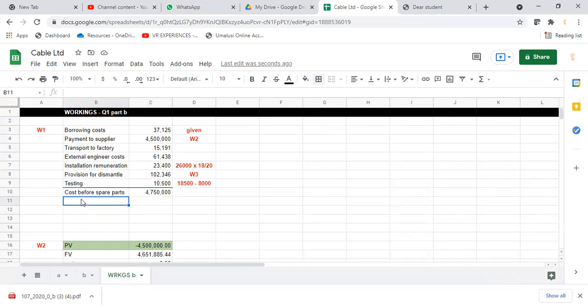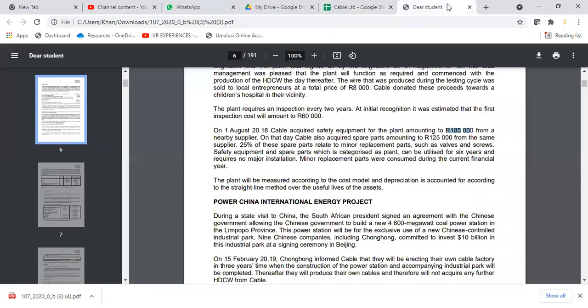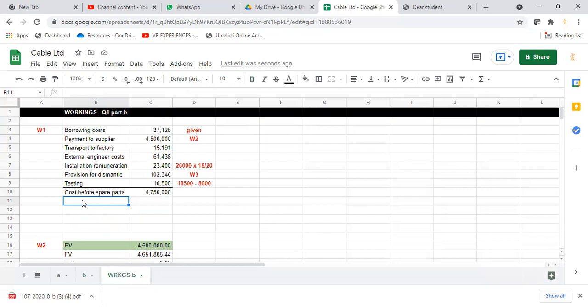So here we're going to have two types: safety equipment, and then spare parts. The safety equipment is going to be 185,000. Now remember the spare parts.